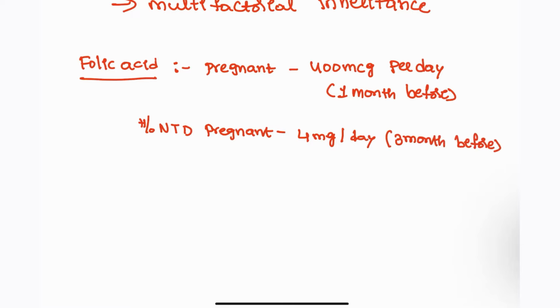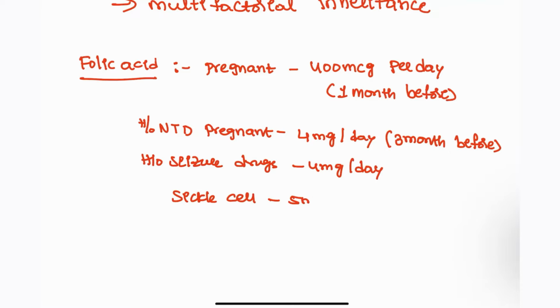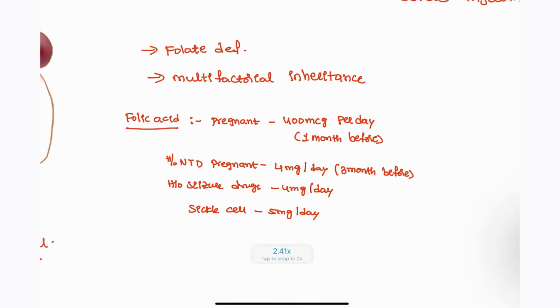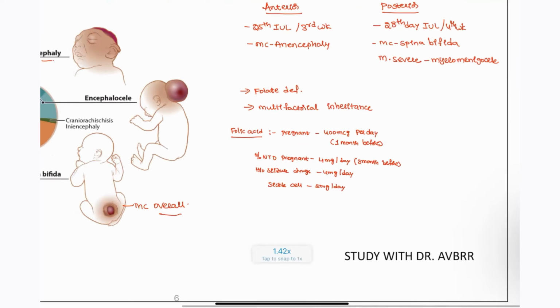And also those with a history of seizure disorder, taking seizure medications or seizure drugs, we are also going to give 4 mg per day. If they have a history of sickle cell, then for this patient at least 5 mg per day we have to give. So this is the protocol by which folic acid should be given to these patients.